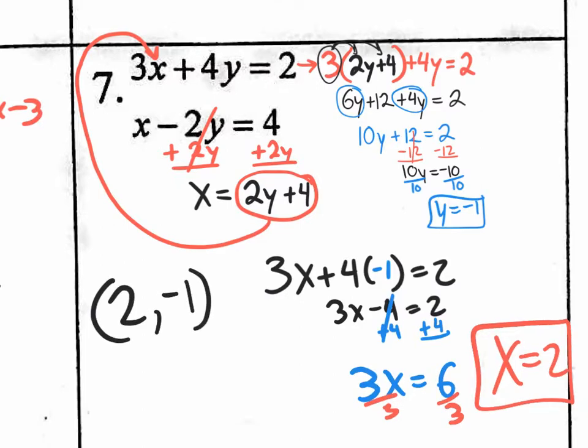If I were to graph both equations, change them from standard form to slope-intercept form, I would have two lines that would intersect at the coordinate 2 comma negative 1.